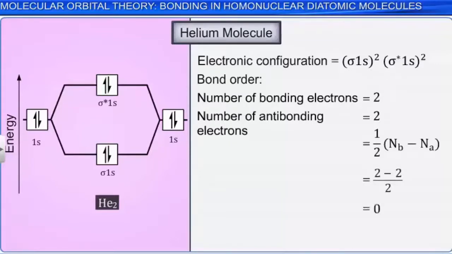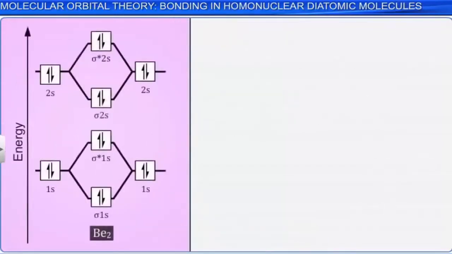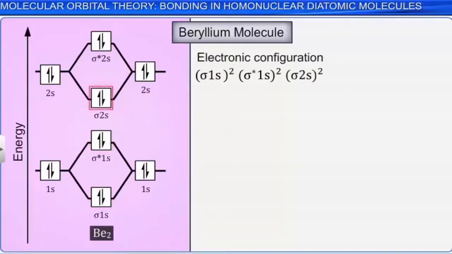This proves that a helium molecule is unstable and therefore does not exist. Similarly, a beryllium molecule with an electronic configuration of sigma 1s2, sigma star 1s2, sigma 2s2, sigma star 2s2, and a bond order of 0 is considered to be non-existent.